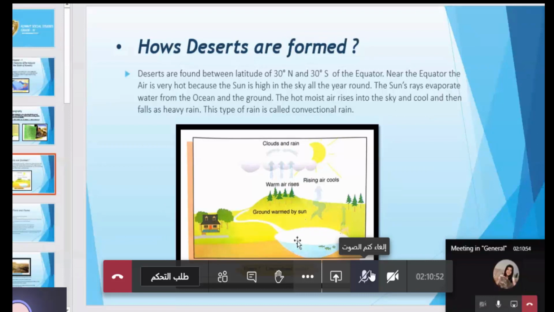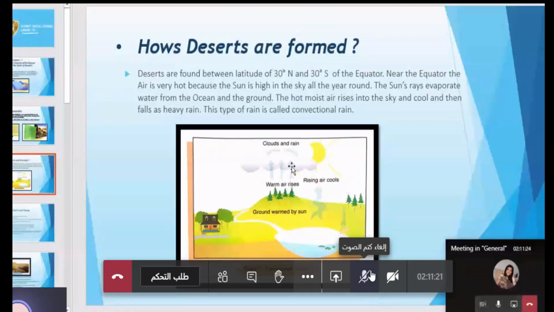Now once the water gets warmed up, what happens? The warm air rises. Now this warm air will go into the sky and form clouds. You can see the clouds here. Now these clouds start cooling for some time and afterwards they come to the earth. These clouds will cool down.